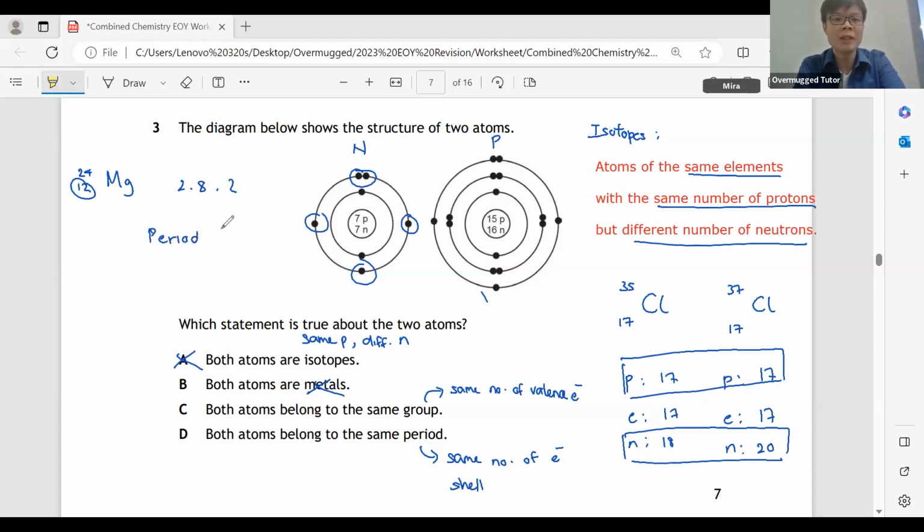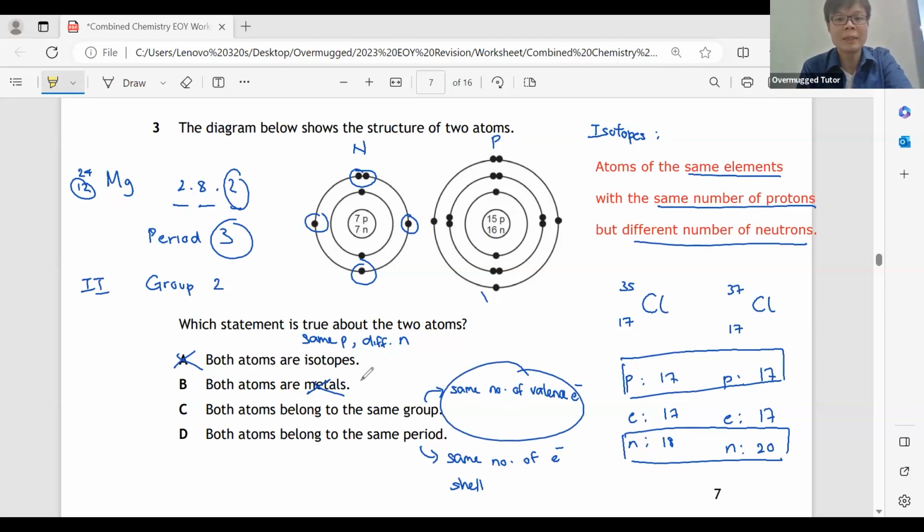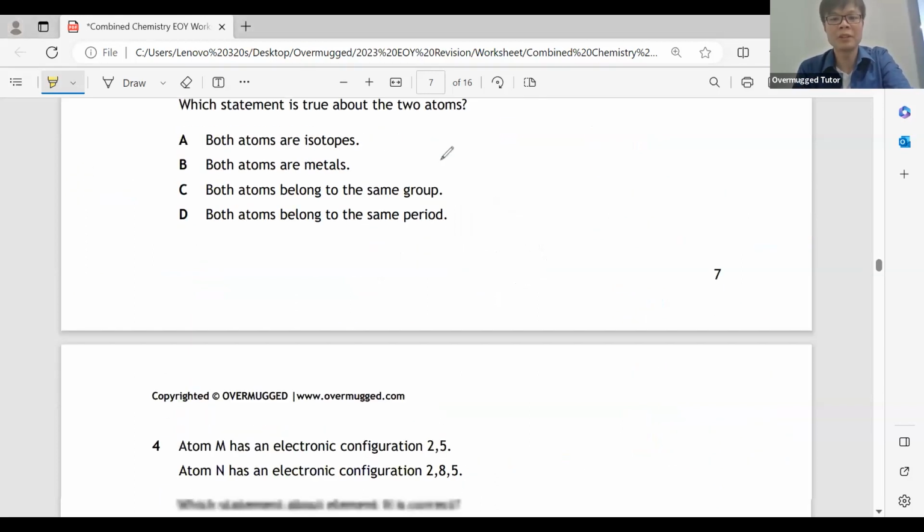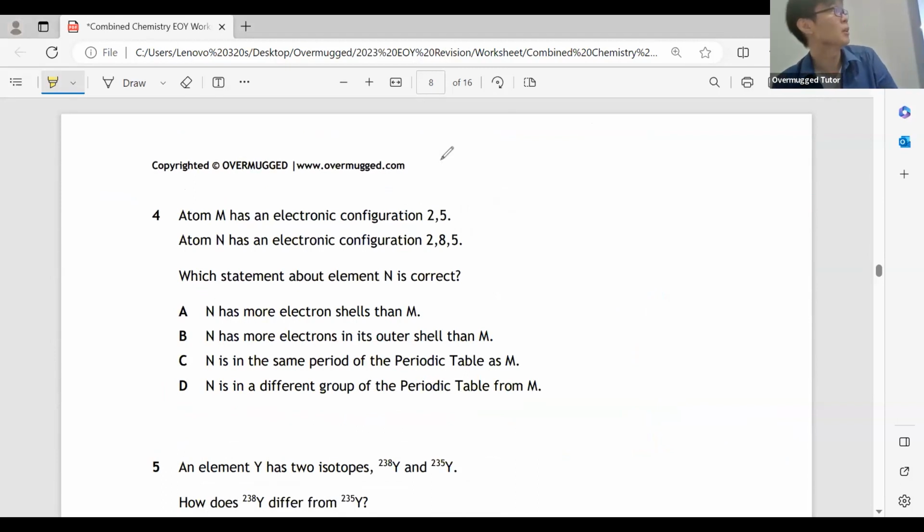So hopefully you can see the period number tells you how many electron shells there are. Okay? The group number actually tells you the number of valence electrons. This magnesium is in group 2. Okay, or for the set 4, it will be like this, group 2. So that's why I made you all write this over here. Same group, same number of valence electrons. Same period, same number of electron shells. You all will see this again in one of the future chapters.